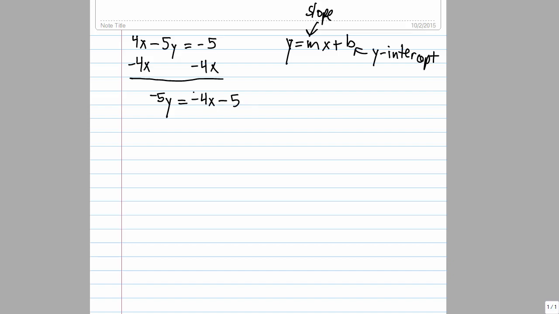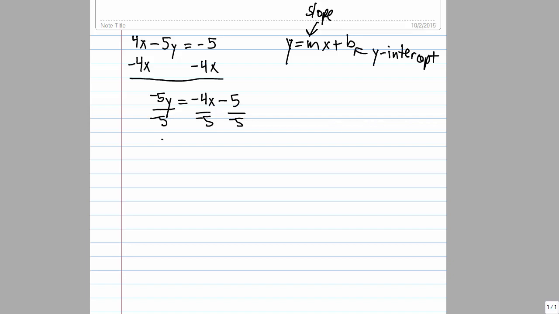There's no x here. Then finally, we have a negative 5 being multiplied by this y, so to get rid of it, we need to divide both sides by negative 5. There's two ways to do this. You can just put the whole thing over negative 5 and then divide them individually, or just make sure you divide each term on that side by negative 5.